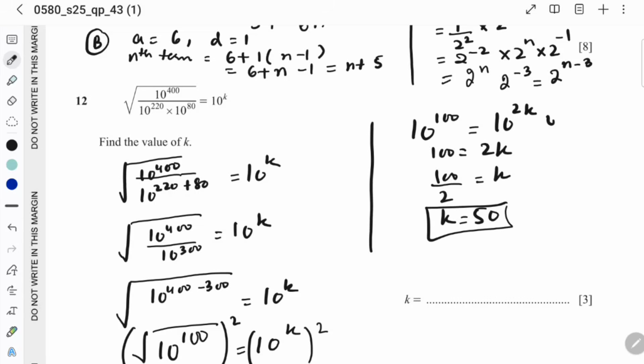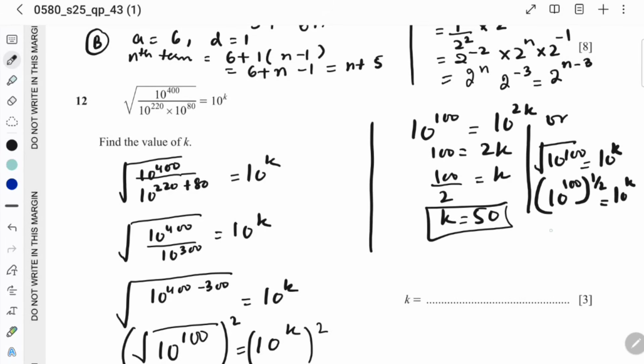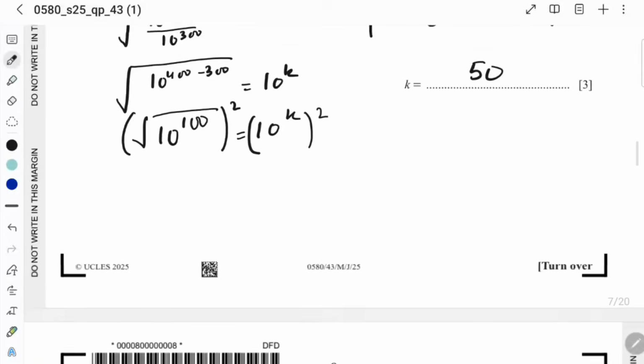Or you can do it this way as well: 10 to the power of 100 is equal to 10 to the power of k. A square root means half. If it's a cube root, it's 1 upon 3 power. If it's a fifth root, then 1 upon 5 power. Now half of 100 is 50, so 10 to the power of 50 equals 10 to the power of k. In both methods, you can see that k is equal to 50. Move to the next question.